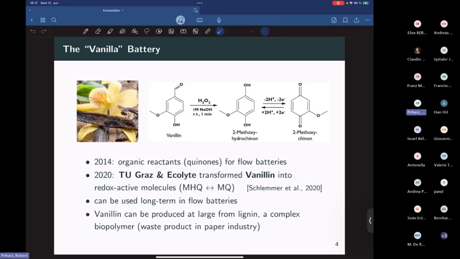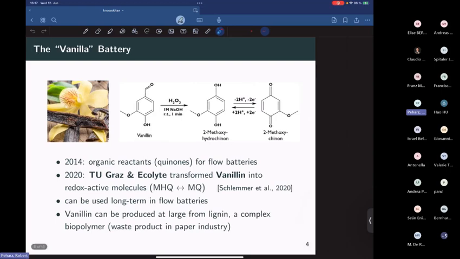The idea is that we could scale up this vanillin production from lignin, or the ketone production from lignin. Currently these waste products are typically burned, because they are pretty useless. But the idea is we could actually use them to produce vanillin, and as a follow-up, substances for these redox flow batteries.